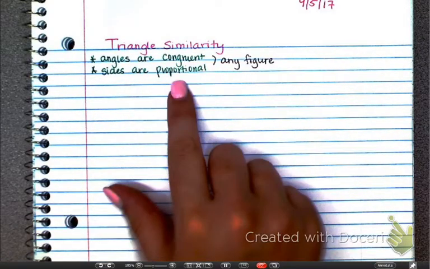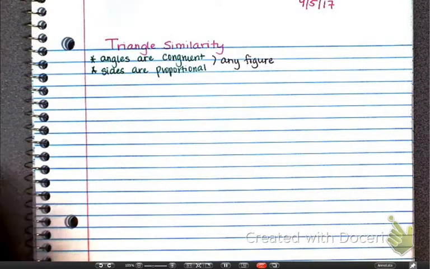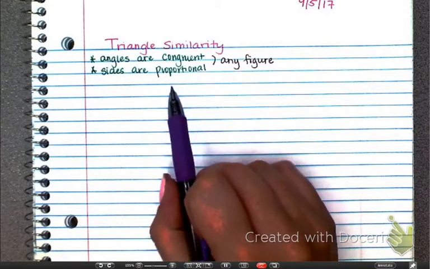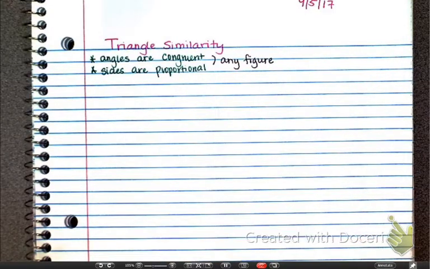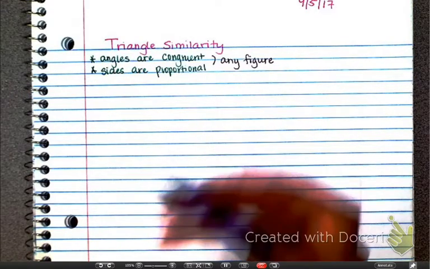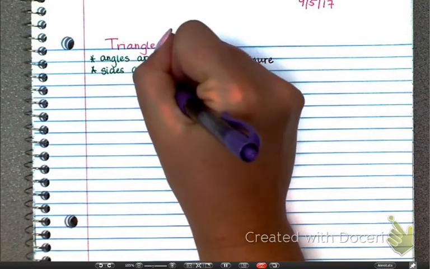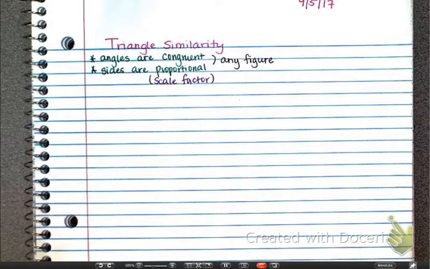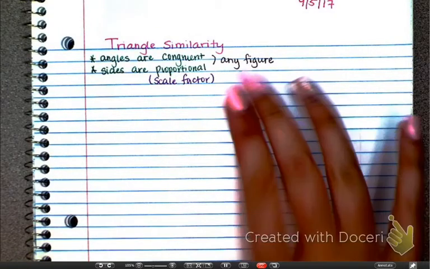When I'm talking about sides being proportional, what am I specifically referencing? When I'm saying I need to know if sides are proportional, what am I specifically looking for? A ratio, which leads to scale factor. So when we're talking about proportional sides, we're talking about scale factor. Okay, so that is for any figure.